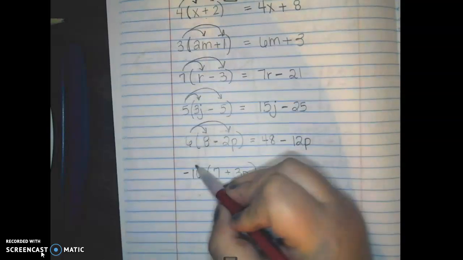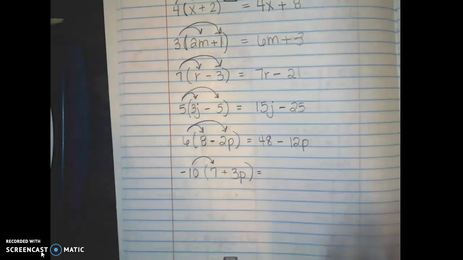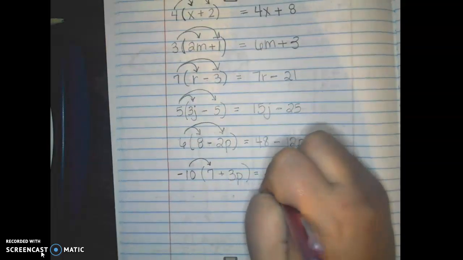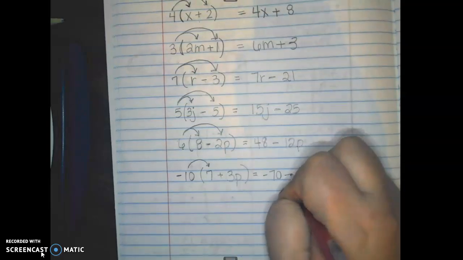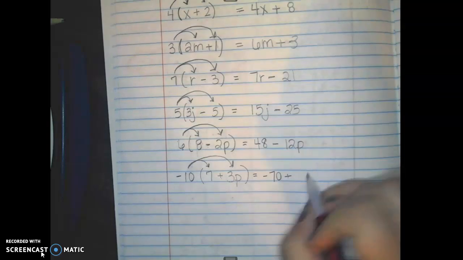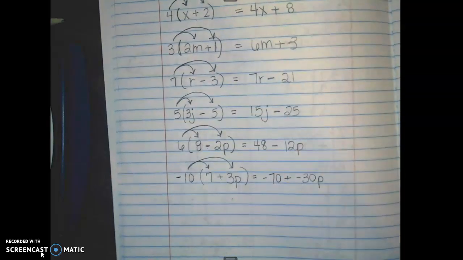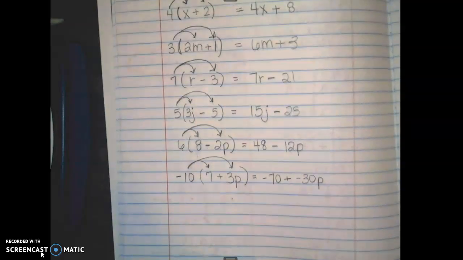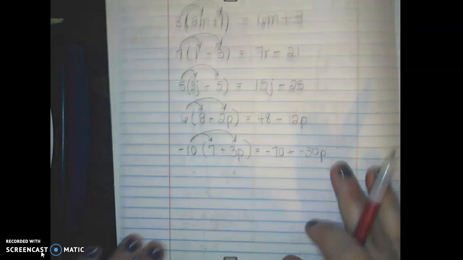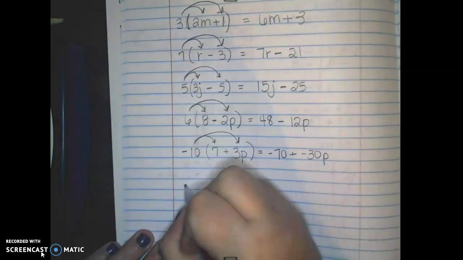So I'm going to give that negative 10 times my 7, which is negative 70. Addition, negative times 3p is negative 30p. So even if there's a negative attached to it, I bring that negative with me. All right, let's look at another negative example, because sometimes we have some tricky negative examples. I'm going to show you one.